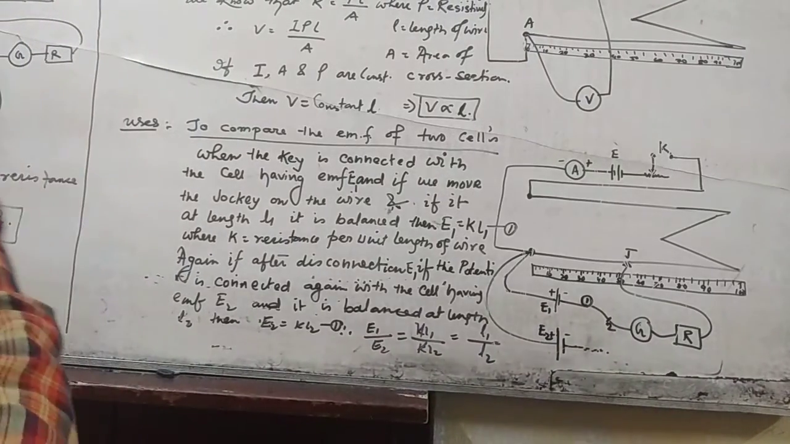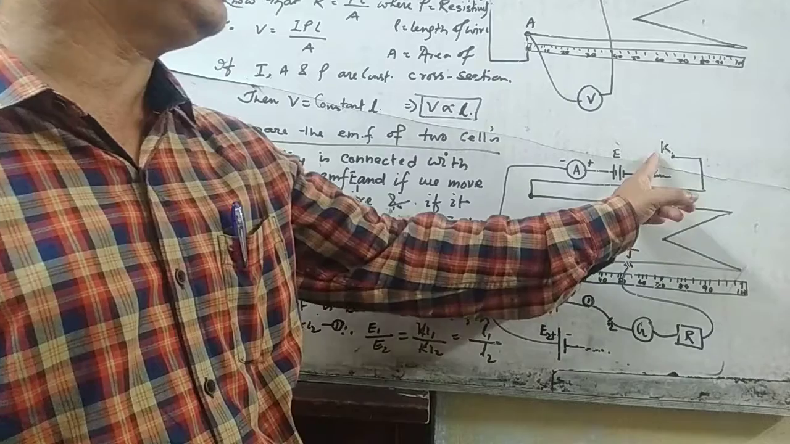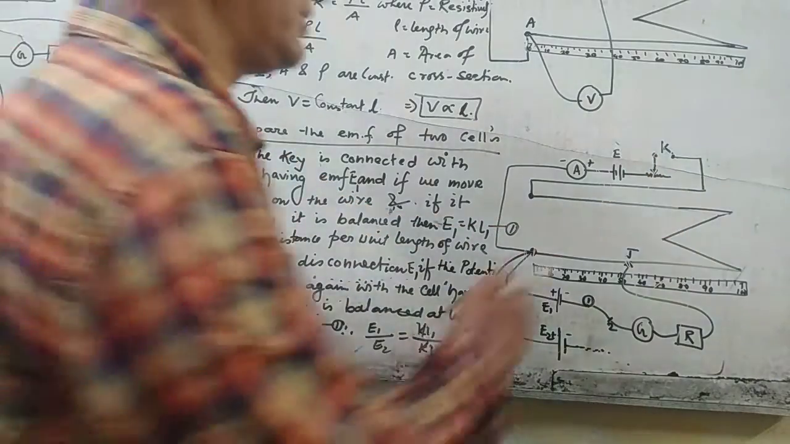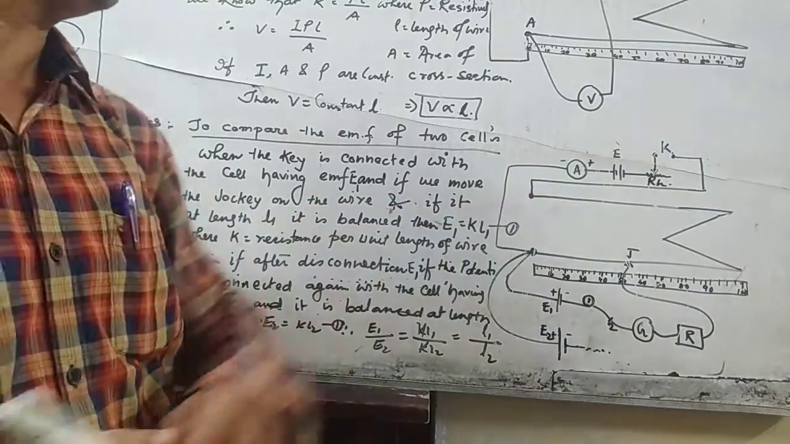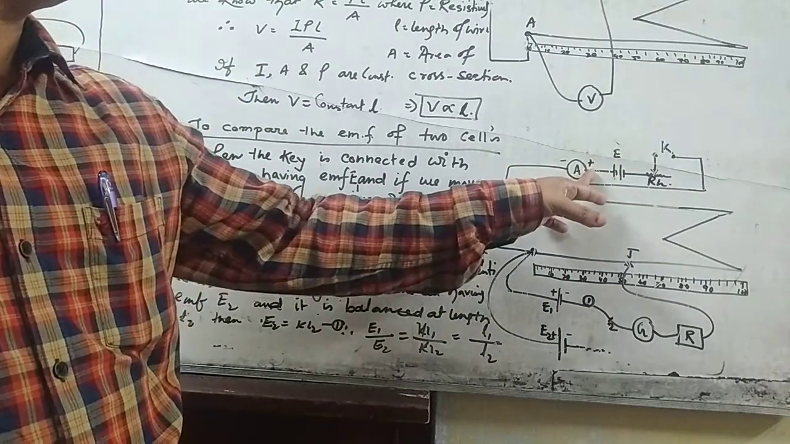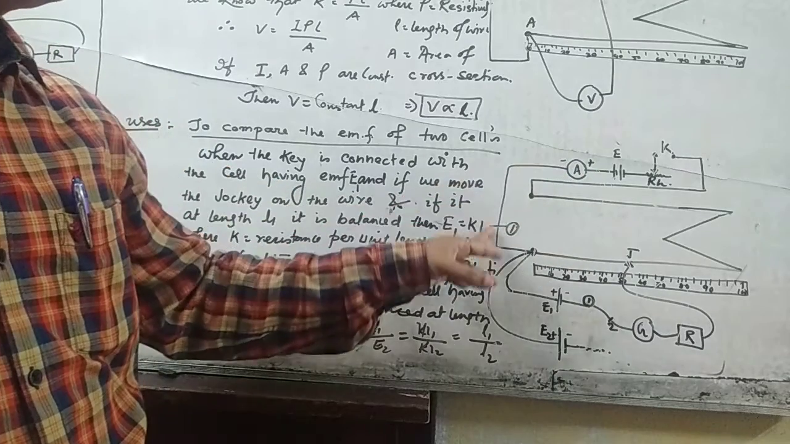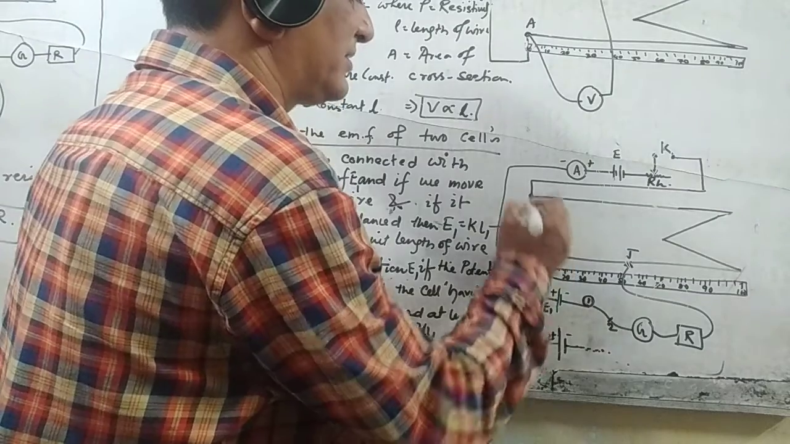When you want to compare the EMF of two cells, what do you have to do? You have to take the key connected with the rheostat. A cell is there, suppose its name is E, and its positive terminal is connected to the positive terminal. Suppose this end is X and this end is Y.